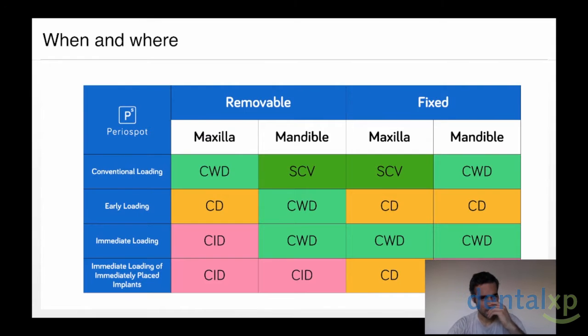So is immediate loading validated? Yes, it is well documented, and it is scientifically validated in almost all the cases. Perhaps much more in the mandible, not so much in the maxilla, because you know the bone quality is not the same.